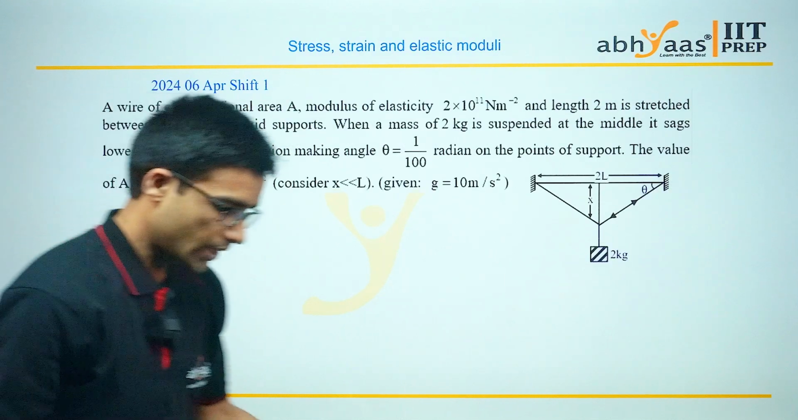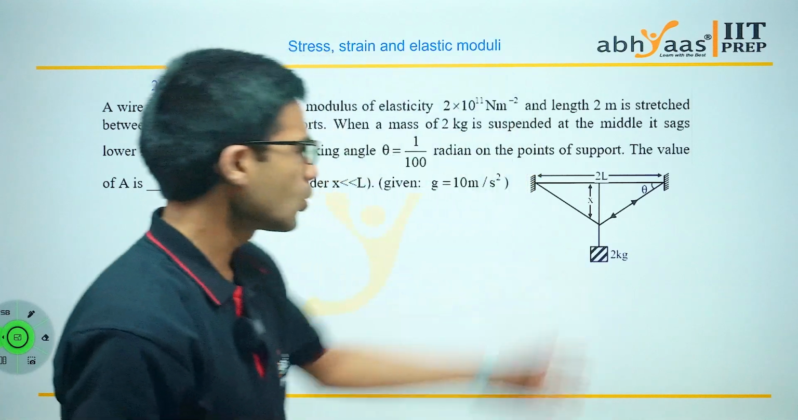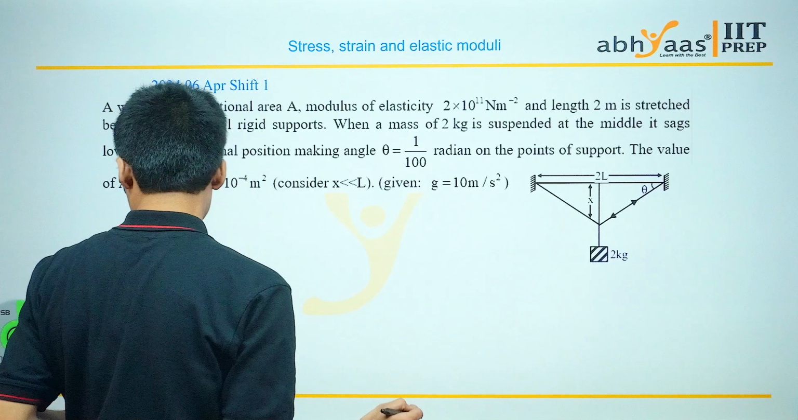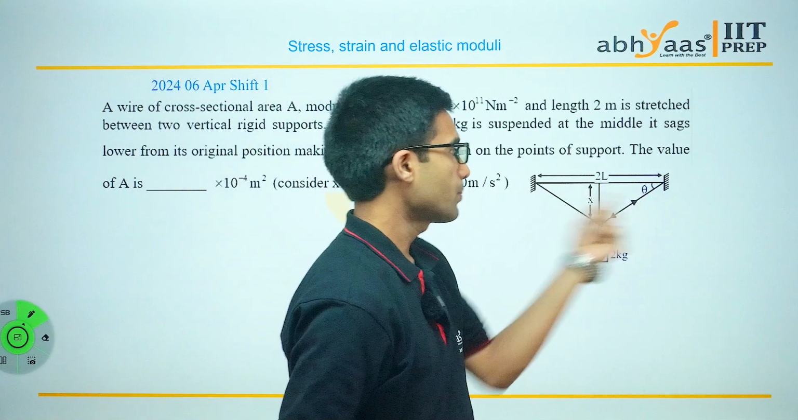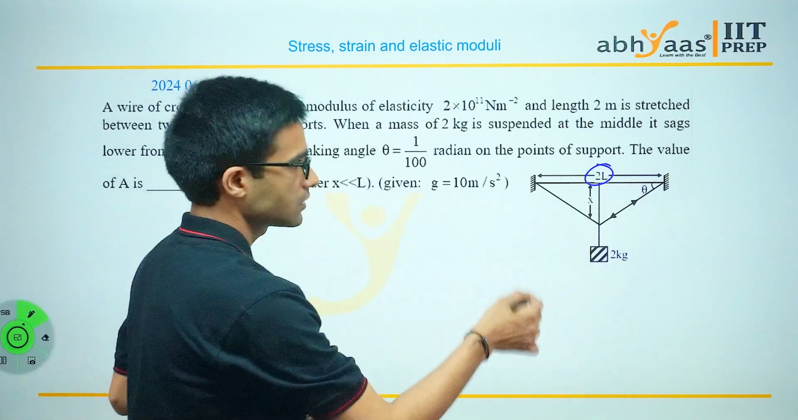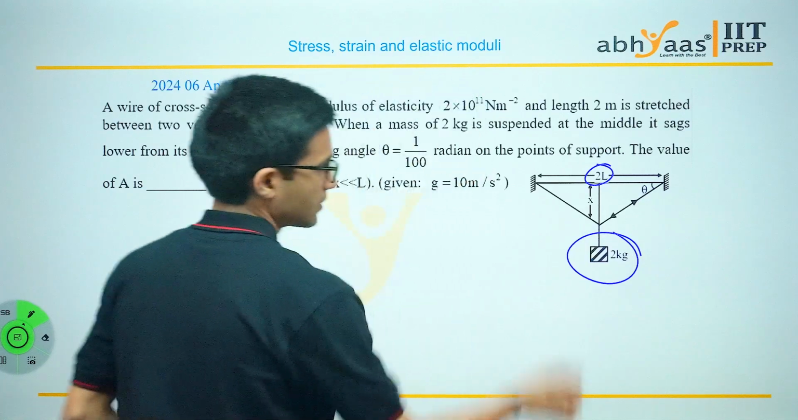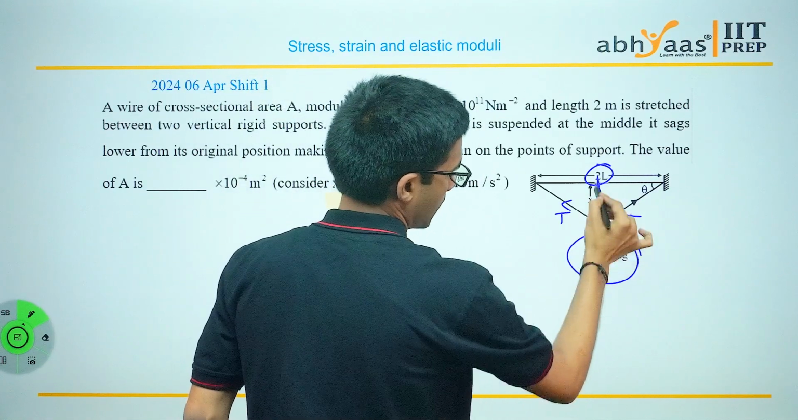Here is a somewhat medium type of question. Here we are keeping a 2 kg mass. The gap between two hinges is 2L, that means the initial length is given. Theta is given, x is this one, and the 2 kg mass is there. If you consider the tension T, it comes like this.